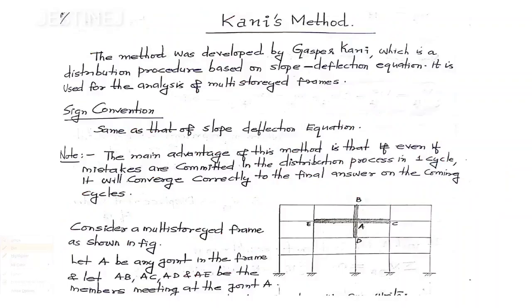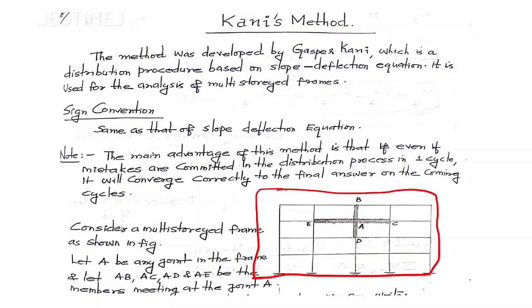With the help of a diagram, you can observe that a multi-storied frame is given, and let us take a point A from this frame. From this diagram you can observe that joint A is connected to B, C, D and E. So you can take these sections, that is AB, AC, AD and AE. And also you can note down a statement from this.